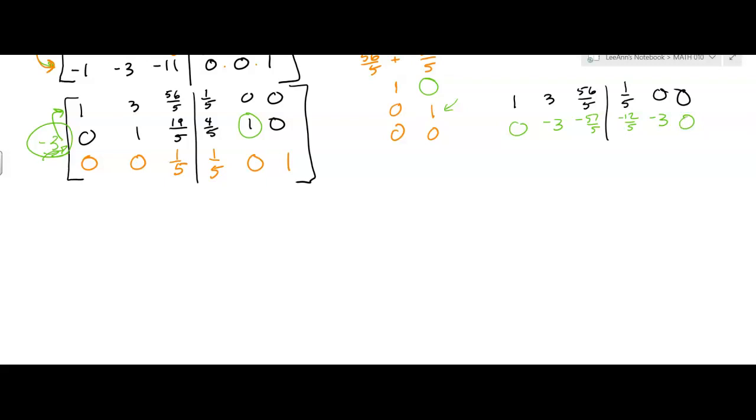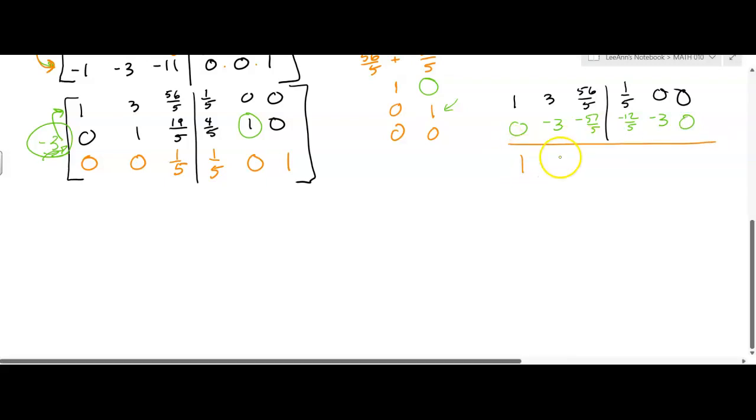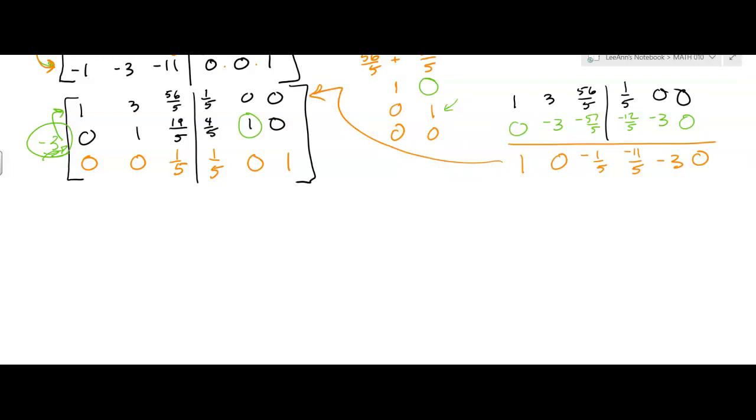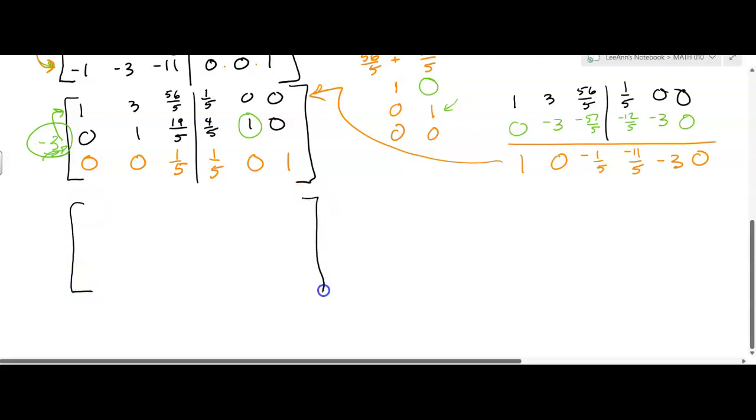Okay. So when I add these together, I'm going to get 1, 0, -1/5, and then I'm going to get -11/5, -3, and 0. Now, where is that row going to go? Well, I was trying to get a 0 up in the top row, so it's going to go up there. Okay? All right, so let's copy down what stays the same. 0, 1, 19/5, 4/5, 1, 0. So the middle row is staying the same. The bottom row is going to stay the same. But now the top row is going to be what I did over there on the side.